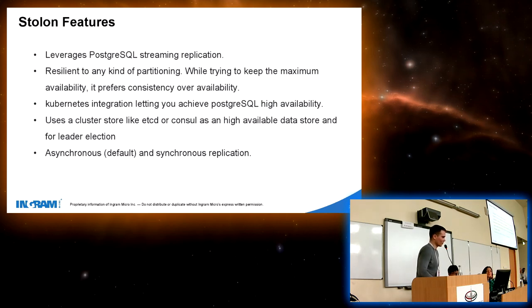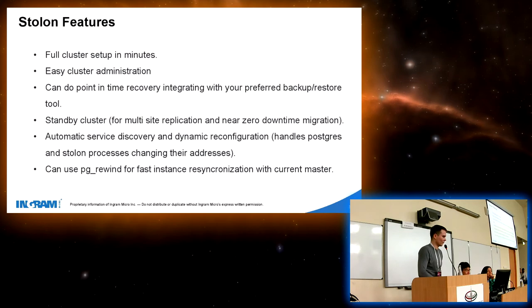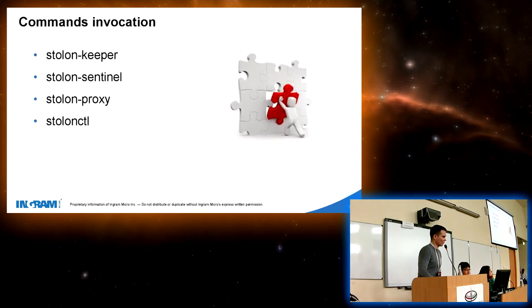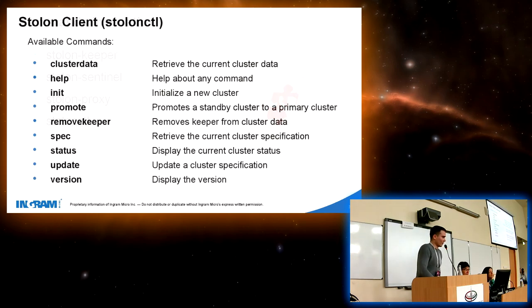What are the features? I will not go into the details. The features are pretty standard for every high availability construction. So there are the possibilities to use this in Kubernetes, in Docker, and the like. Let's go to the invocation of commands. So what is managed by Stolon? What is the communication between Stolon and Postgres? There are four main commands: stolon-keeper, stolon-sentinel, stolon-proxy. They're making the same for Sentinel and for Proxy. And the most interesting command is stolonctl, which lists the commands you can see here.